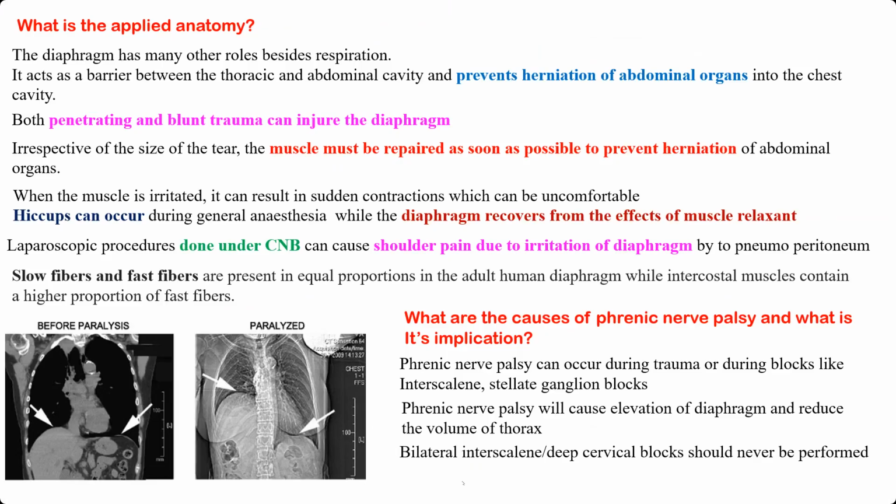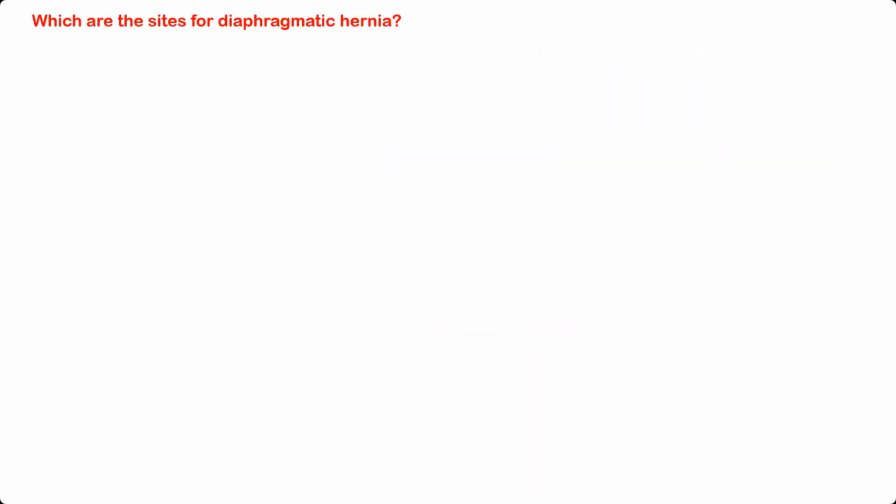So bilateral interscalene or deep cervical plexus block should not be given for this reason, that it will cause bilateral phrenic nerve palsy, which will cause very severe breathing difficulty. And unilateral phrenic nerve avulsion may be done for intractable hiccup. This is an older treatment, but nowadays not practiced. So a patient who has an intractable hiccup for 3-4 days, in those days we used to give a phrenic nerve block specifically to block that activity.